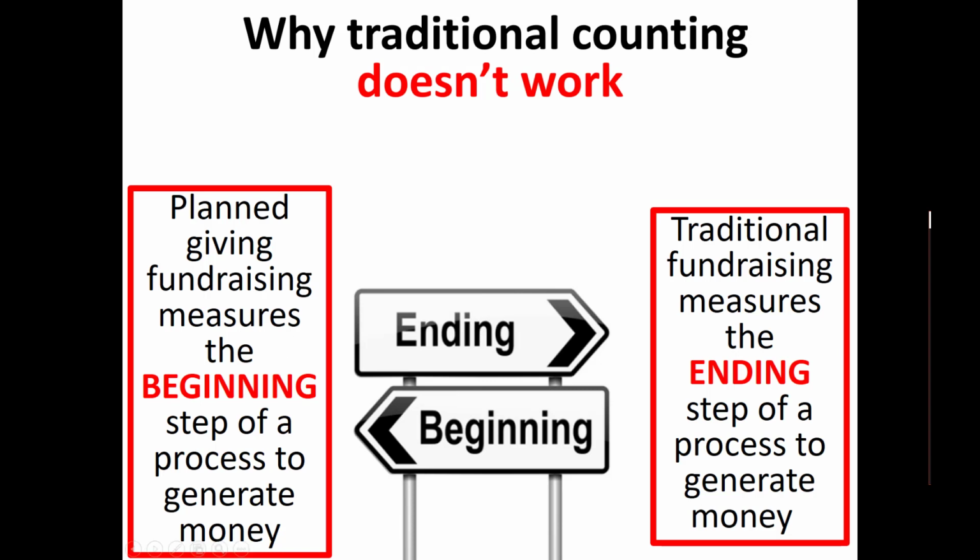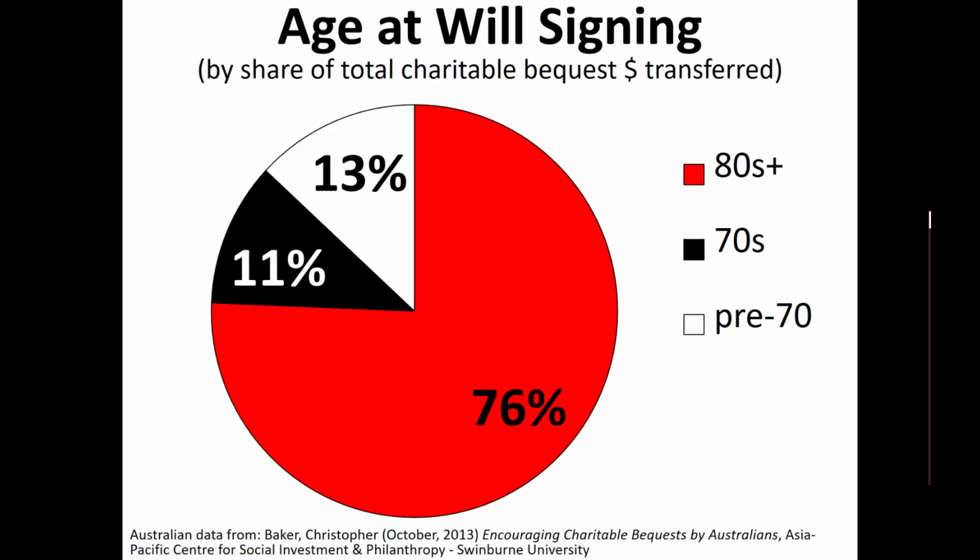When we also look at when these decisions are made, we see that these decisions are made at a relatively older age. So, for example, this comes from a national sample of probate records in Australia, and it shows us when the wills were signed that actually controlled the dollars that went to charity. Okay, so this is age at will signing by share of the total bequest dollars transferred.